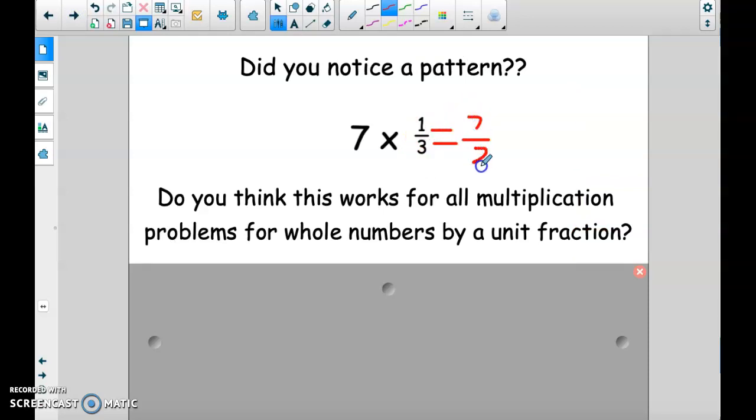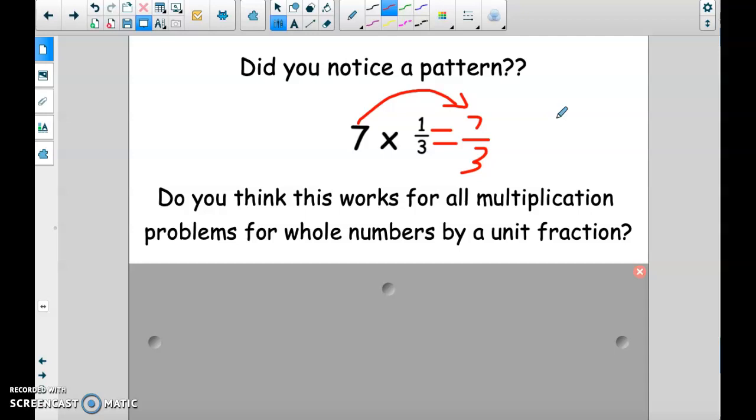So that pattern's looking like, okay, my whole number became the numerator because I just multiplied it by 1. So my denominator stayed the same, right? So the answer turns into 7/3. Do you think that'll work every single time that you have a whole number times a unit fraction?